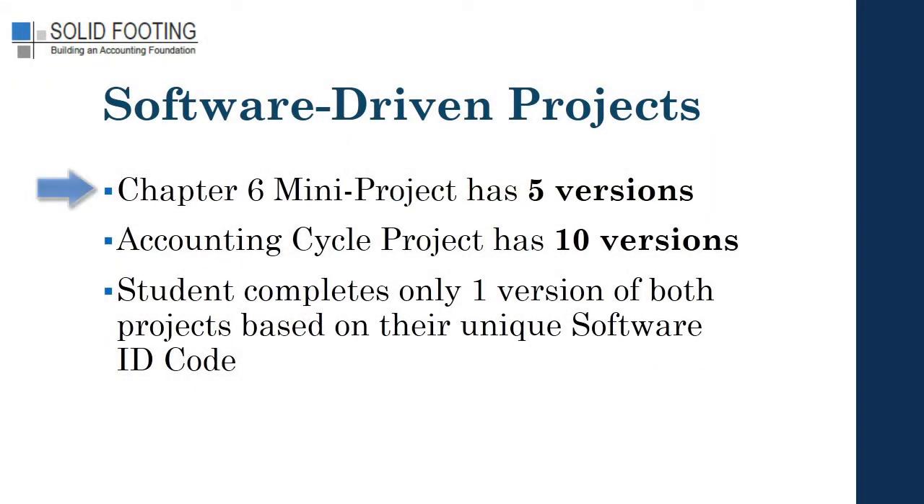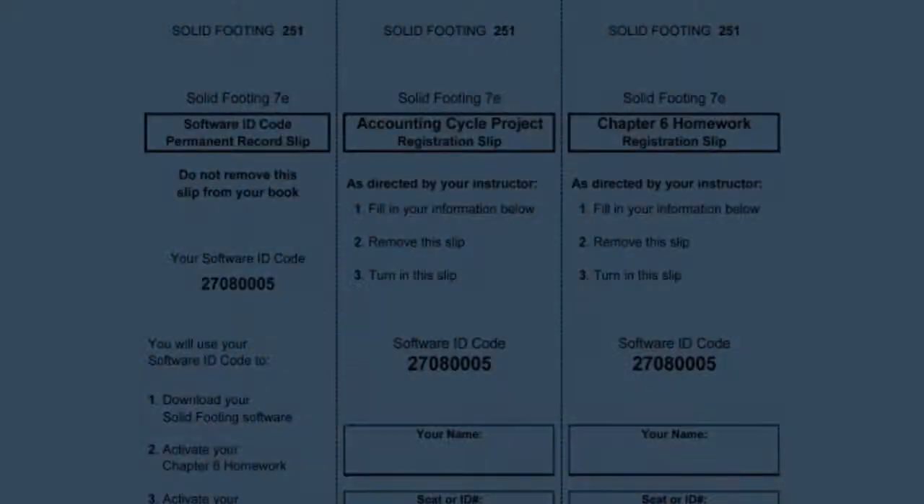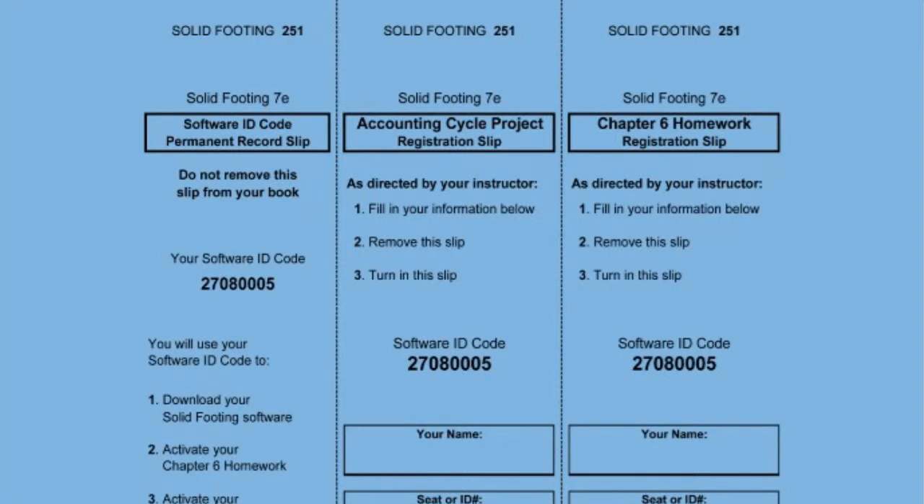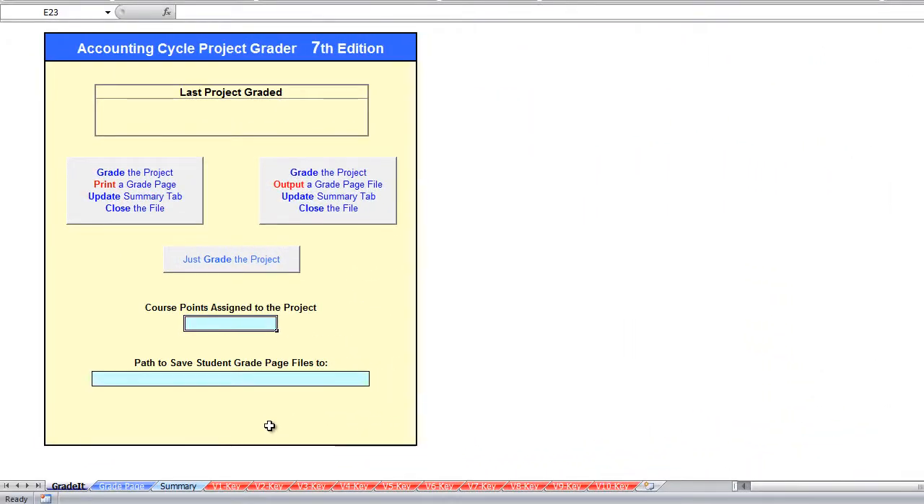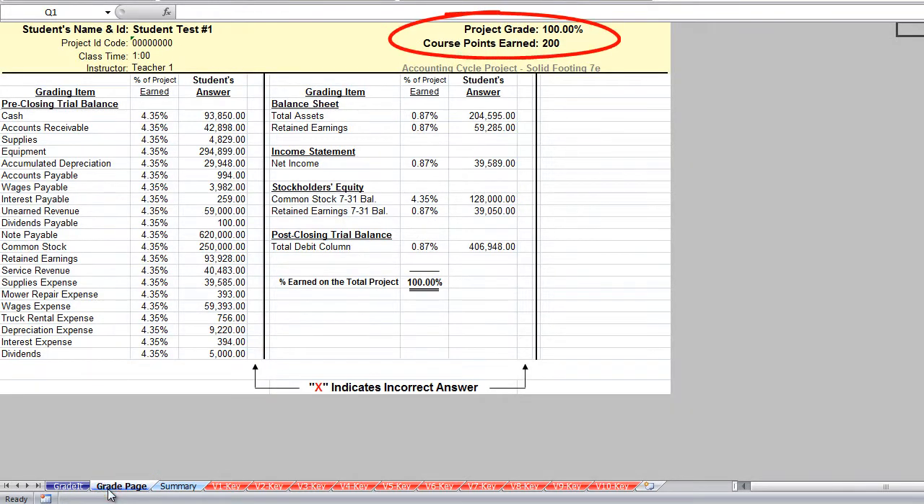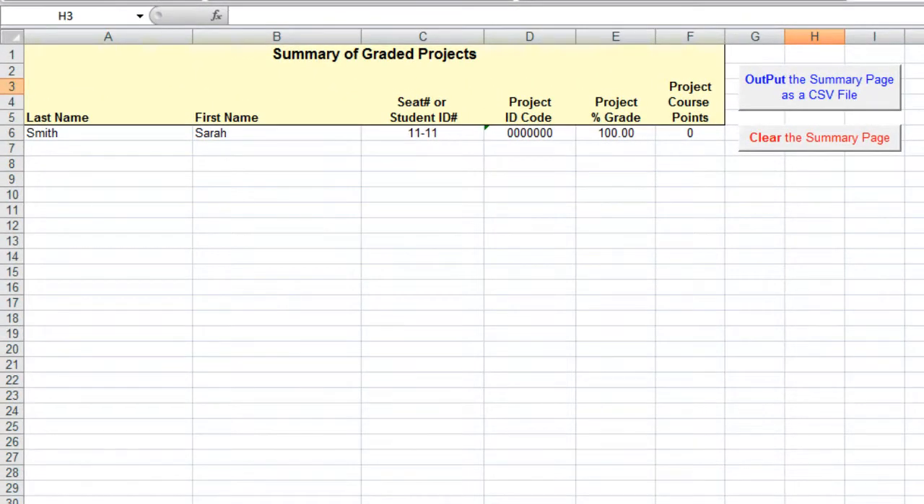The Solid Footing software includes 5 versions of the Chapter 6 mini project and 10 versions of the Accounting Cycle project. The student will complete only 1 version of each project. Which version of the projects that the student completes depends on the unique software ID code located in their textbook. The instructor receives automatic grading software for both projects. The grading software automatically determines which version of the projects was completed by the student and grades the project accordingly. Utilizing the grading software, it takes about 5 seconds for an instructor to grade a student's project.